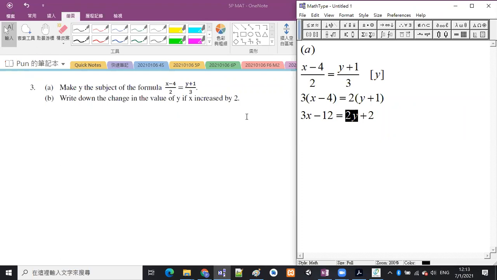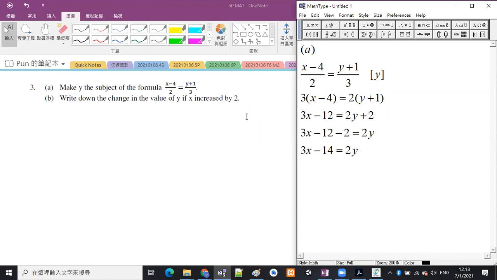Normally, I will keep it on the positive side. Now the 2y is positive on the right hand side, so I'm not going to move the 2y. Instead, I'm going to move the plus 2 to the left. 3x minus 12 minus 2 is equal to 2y. Can you get my idea here? Then we have 3x minus 14 is equal to y.